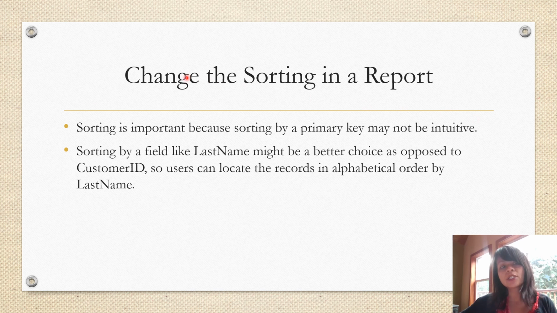So, to change the sorting in a report: sorting is important because sorting by a primary key is probably not going to be intuitive. Sorting by a field like last name is probably a better choice as opposed to customer ID, right? So users can locate the records in alphabetical order by last name. The customer ID, the unique primary key, doesn't really make much sense to them.